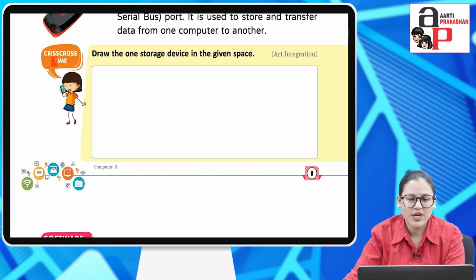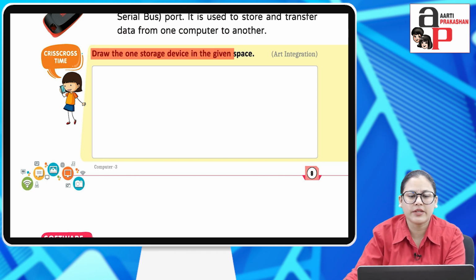Okay, crisscross time. Draw one storage device in the given space. You can draw any storage device of your choice.